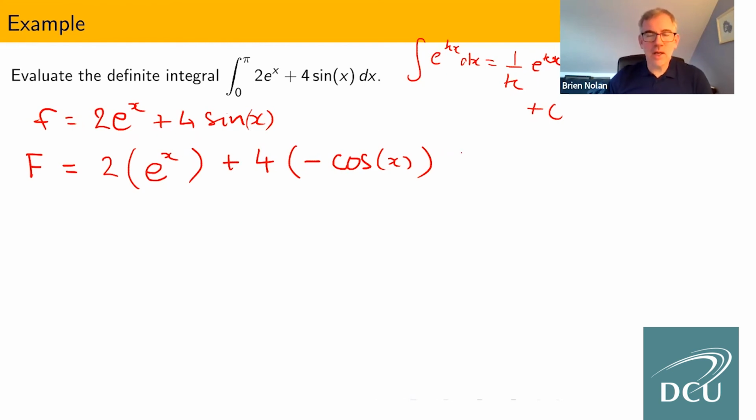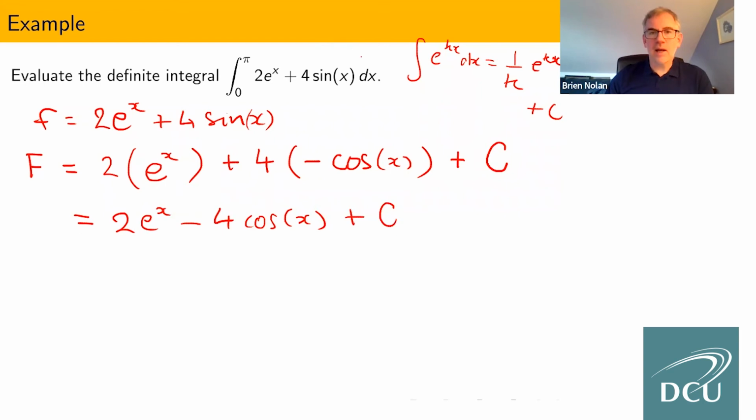This time I'm going to put in a constant of integration. Of course, I need to put in the constant of integration to make sure that I have all possible antiderivatives. So I'd have 2e to the x minus 4 times cos x plus some constant c.